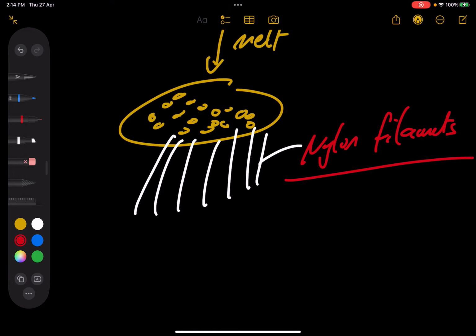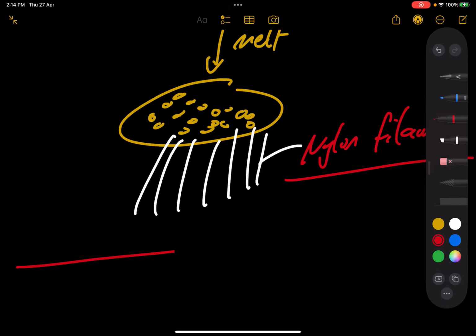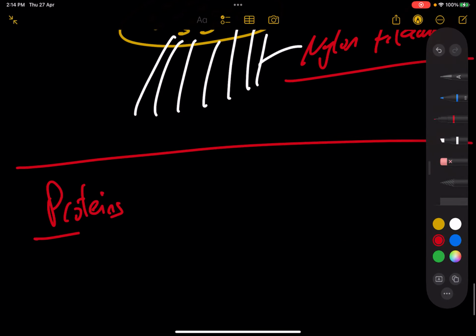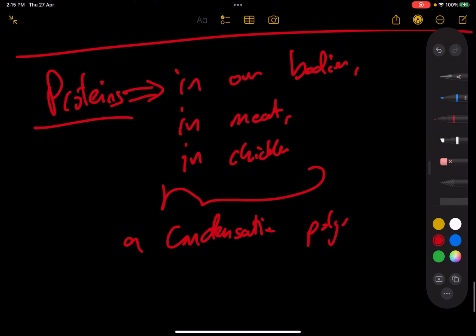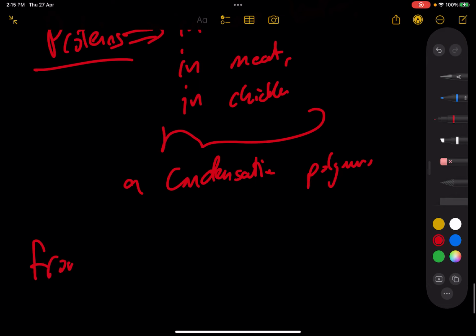Okay, we finished the second type of condensation polymers, and we will go to the final topic in condensation polymers, which is proteins. Proteins are actually a condensation polymer. Proteins in our bodies, in meat, in chicken, are a condensation polymer. They are made from amino acids. Amino acids group together and form proteins.